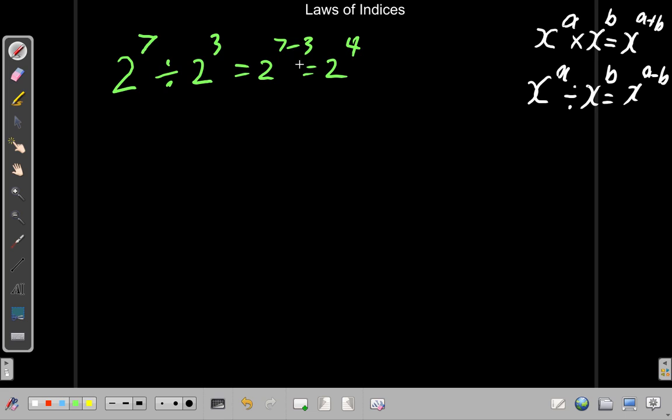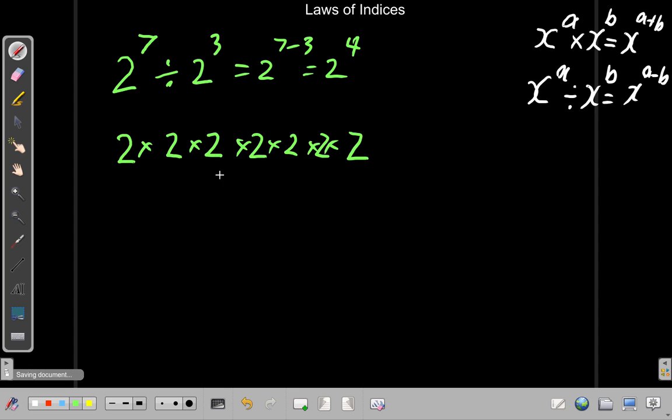Let's examine it more closely. 2 raised to the power of 7. What is that? It is really 2 times, alright, you have how many 2's? 1, 2, 3, 4, 5, 6, 7. So you have 7 2's, and they all multiply one another, divided by. So we draw our line, and below this it's 2 to the 3. So we have 2 times 2 times 2. 3 2's multiply each other.